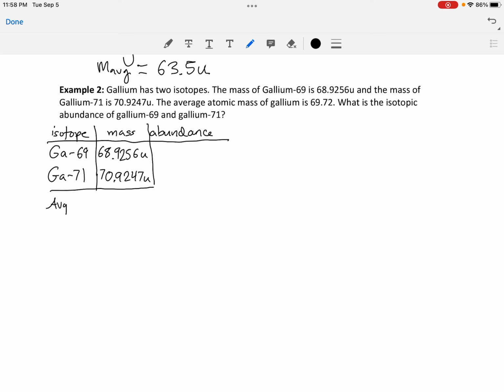So the average mass is going to be 69.72 atomic mass units. And you can read that one right off the periodic table. So that's from our periodic table for that average atomic mass. But then how would I find out those abundances? Well, this is tricky because there's 2 of them and it seems like I got 2 variables. How could I solve for that?